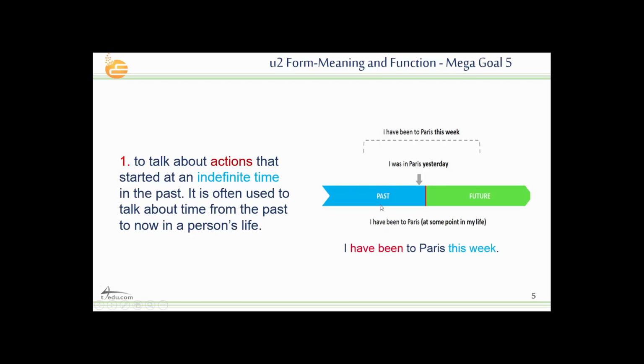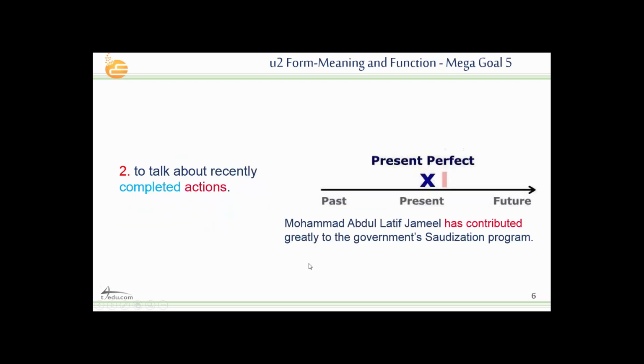If we look at the sentence here, I have been to Paris this week. This week here is a clue, or a time expression. This week, I've been. So here we use have plus verb 3, have been to Paris this week. It means that I don't know when exactly, okay, indefinite time. But if we make a comparison between present perfect and past, I was in Paris yesterday. This is a definite time. We know the exact time, yesterday. But using this week, it means maybe yesterday, maybe Monday, maybe Tuesday. So it's something which is indefinite, all right? Okay, this is the first usage for the present perfect.